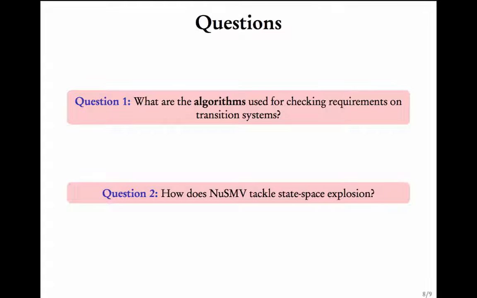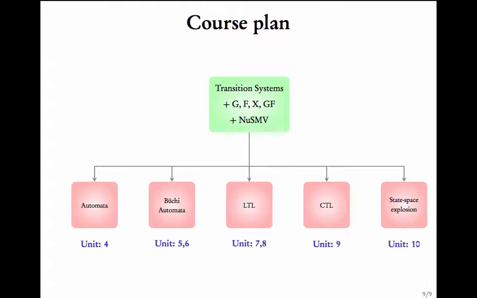This forms the plan of the course. Here is a more detailed course plan. In the first 3 units, we have seen what transition systems are, how to model code as transition systems. We have seen examples of requirements that can be checked on transition systems, and we have seen how to do it with new SMV. This part is already a trailer for model checking. You can already start using model checking with these ideas.